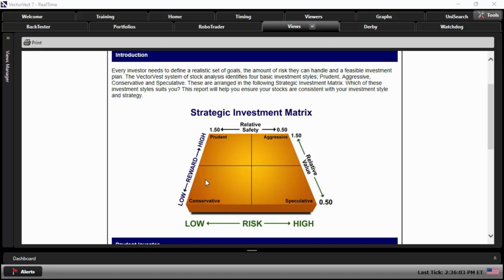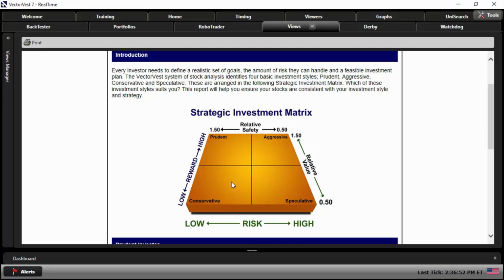Therefore, they could be trying to look for a dividend to supplement their income and tend to avoid more volatile or risky plays. So, their primary focus is on relative safety and little focus on relative value, or relative value below 1.